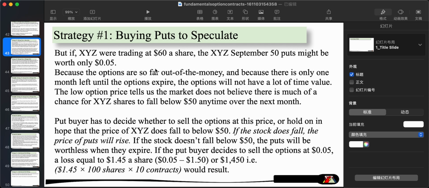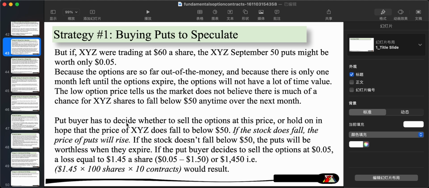But if XYZ were trading at $60 a share, the XYZ September 50 puts might be worth only $0.05 because the options are so far out of the money and there is only 1 month left until the options expire. The options would not have a lot of time value. The low option price tells us the market does not believe there is much of a chance of XYZ shares falling below $50 anytime over the next month.